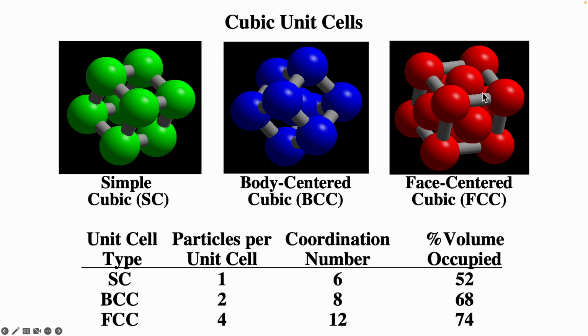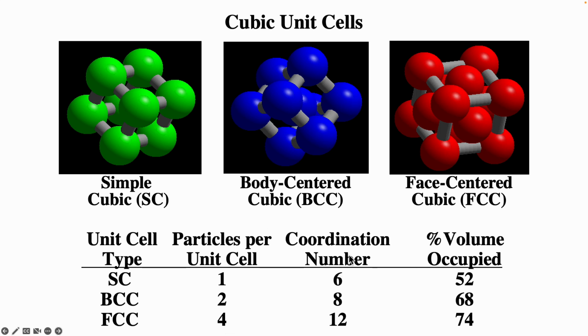For the face-centered cubic, you've got the corners, which again contribute 1. And then each particle in the face, half of it is in this unit cell, half of it's in another unit cell. And so 6 faces times a half gives you 3. 3 plus 1 gives you 4 particles per unit cell.